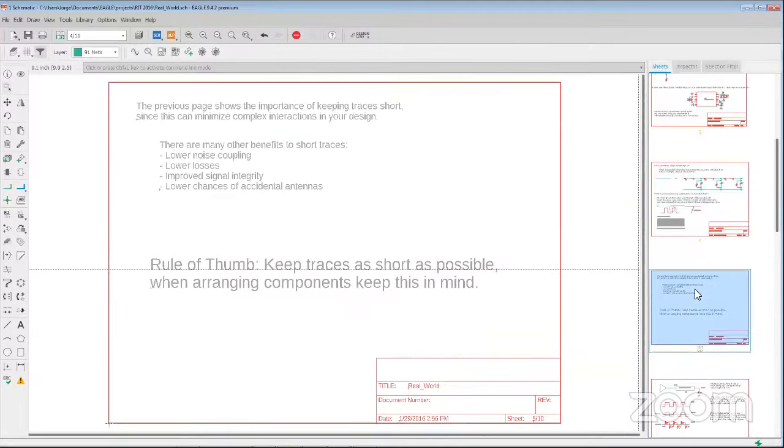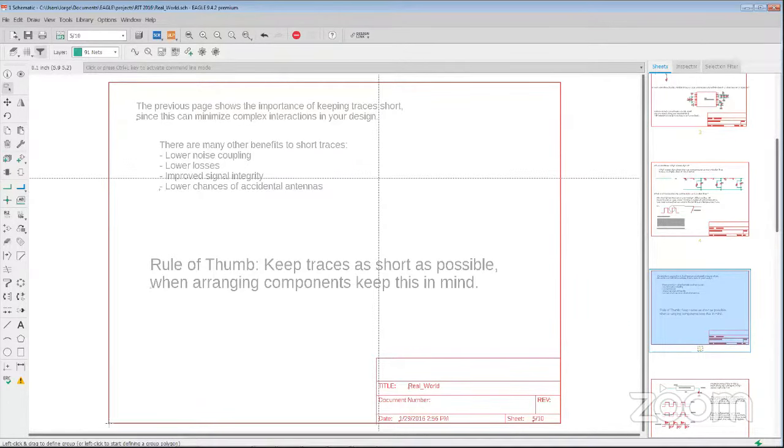So as a quick recap, the key point to remember from all of this discussion is that you want to keep your traces as short as possible. The shorter you can keep them, the further away you are from having to treat them as a transmission line. So you get lower noise coupling, lower losses, improved signal integrity, lower chances of an accidental antenna on your board. So the shorter you can keep the traces, the better off you'll be. And that's really the key takeaway from this.